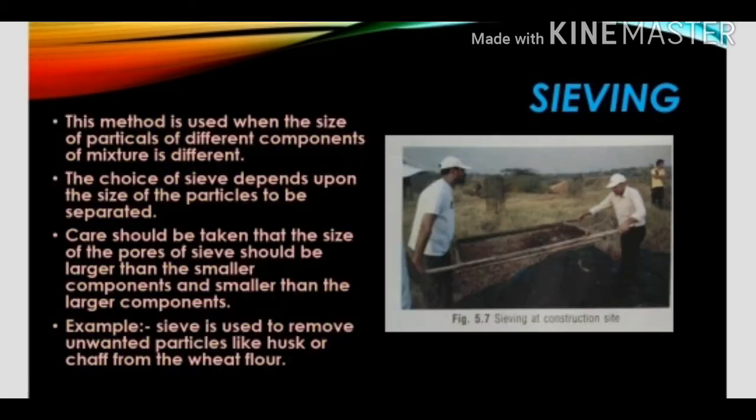Sieving. This method is used when the size of particles of different components of a mixture is different, meaning one component is smaller in size and the other component is bigger in size. The choice of the sieve depends upon the size of the particles to be separated. In this method, care should be taken that the size of the pores of the sieve should be larger than the smaller component and smaller than the larger component.